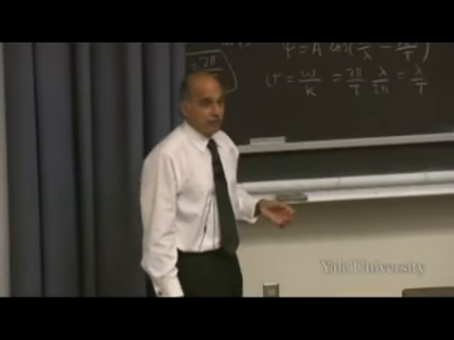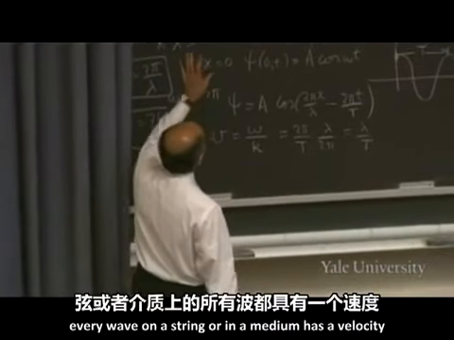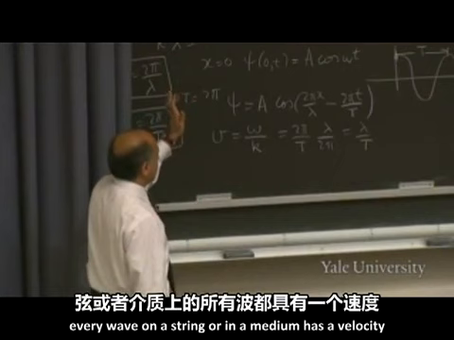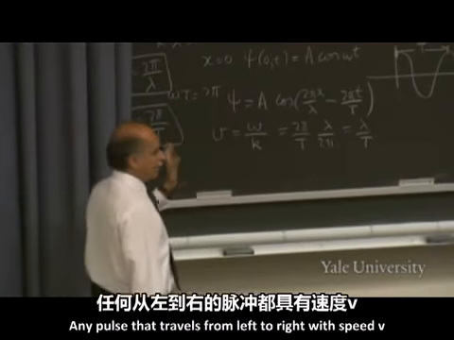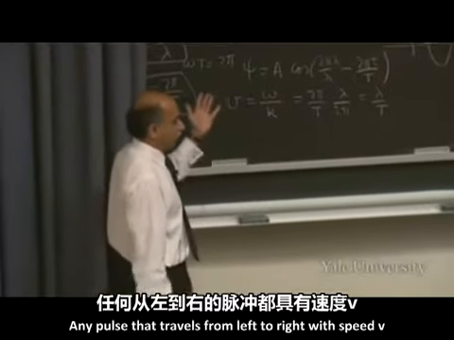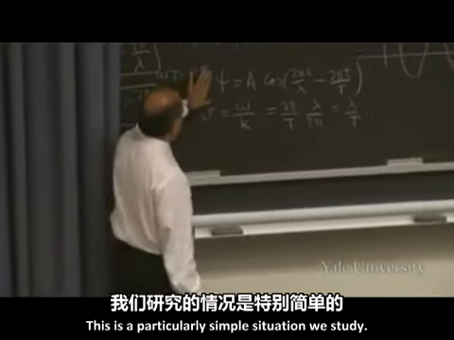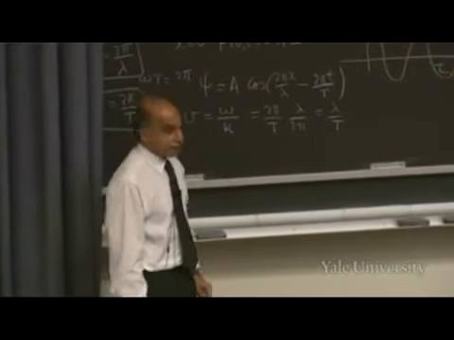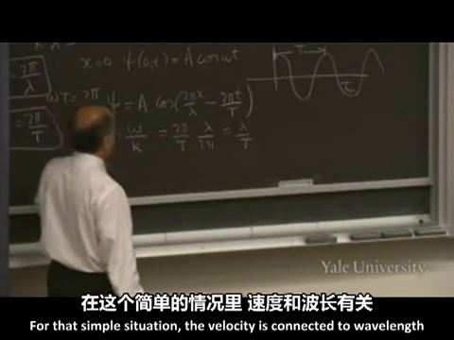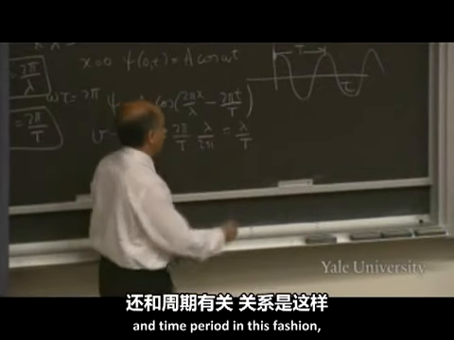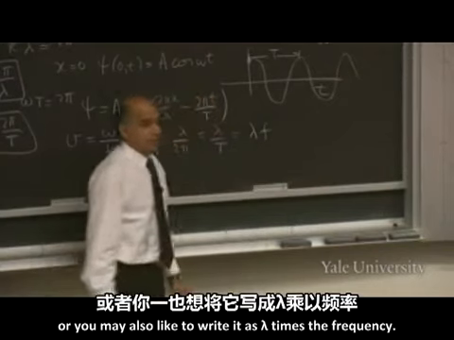from left to right. So you must remember that in general, every wave on a string or in a medium has a velocity, but not every wave has a wavelength or a time period. Any pulse that travels from left to right with speed v is a possible displacement of the medium. This is a particularly simple situation we study. For that simple situation, the velocity is connected to the wavelength and time period in this fashion, or you may also like to write it as lambda times the frequency.